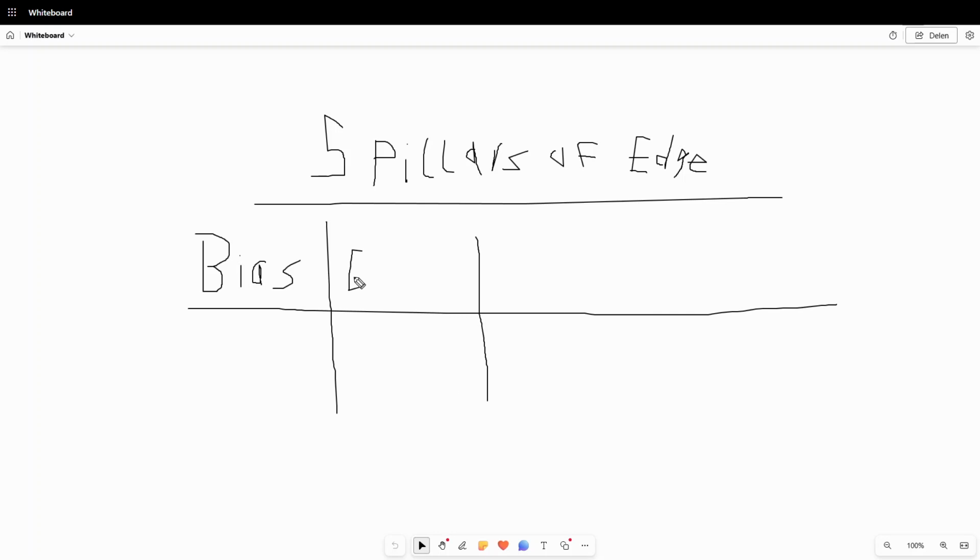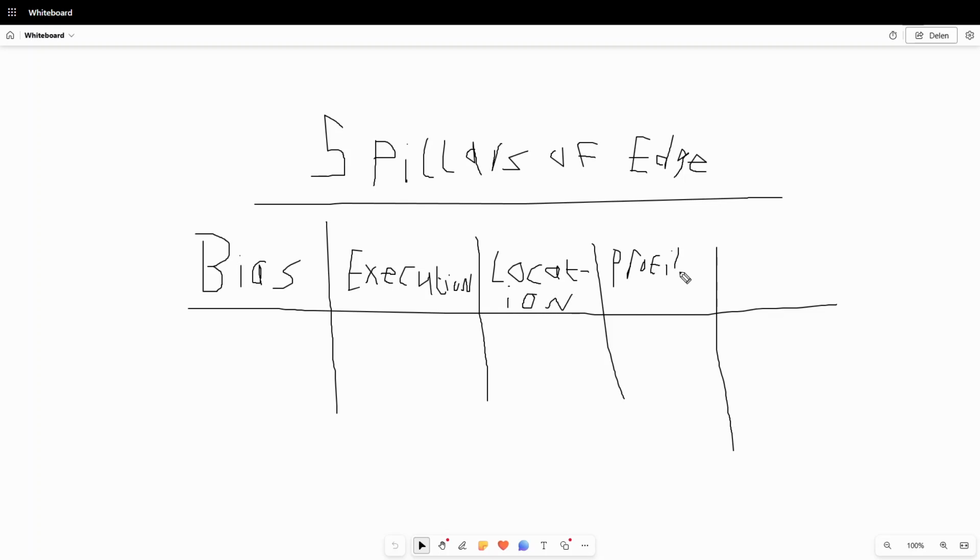Second one is execution. Then the third one is location. The fourth one is profit management, and the last one is risk management.